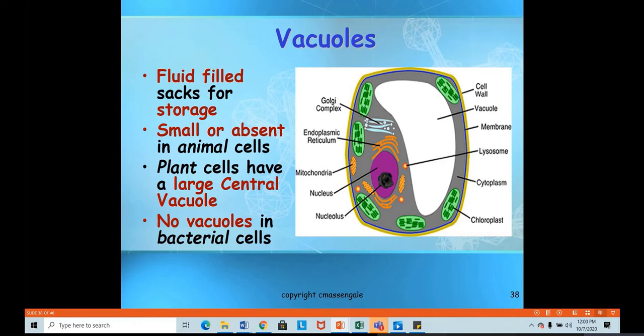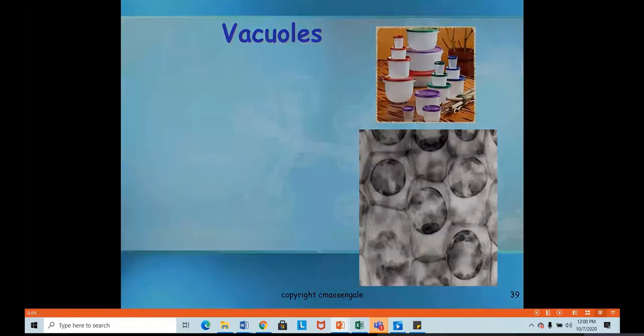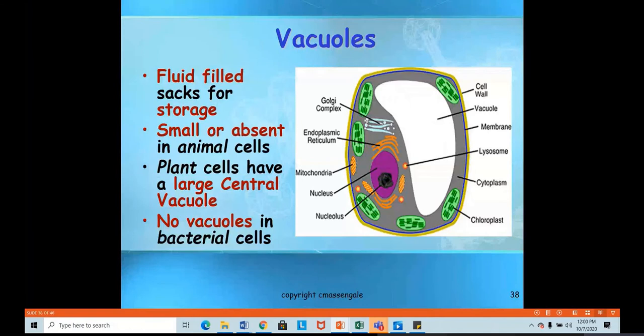From the presentation, they are fluid-filled sacs for storage. You can see how they are present in the plant cell in this picture here. They are small or absent in animal cells. Plant cells have a large central vacuole, and there are no vacuoles in bacterial cells. They are present only in animal and plant cells, not in bacterial or fungal cells at all.